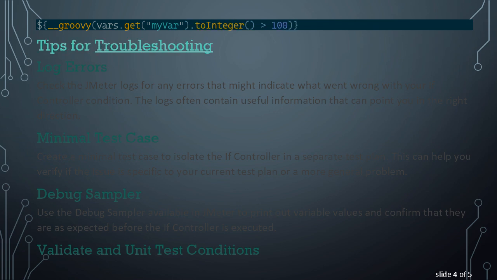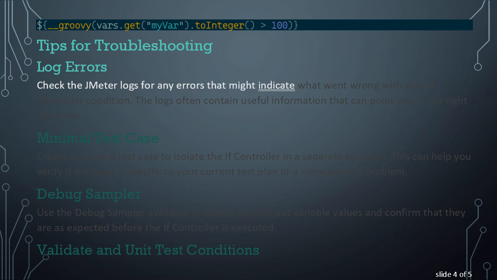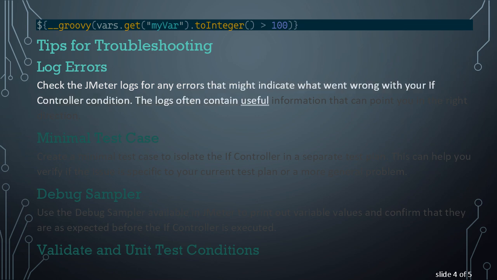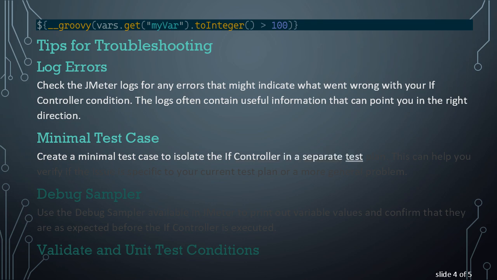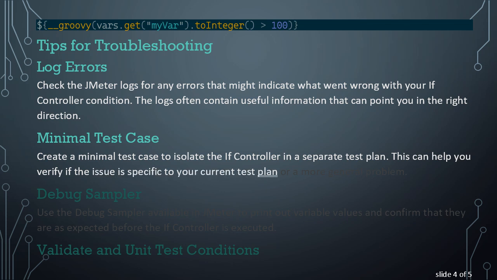Tips for troubleshooting. Log errors. Check the JMeter logs for any errors that might indicate what went wrong with your if controller condition. The logs often contain useful information that can point you in the right direction. Minimal test case. Create a minimal test case to isolate the if controller in a separate test plan. This can help you verify if the issue is specific to your current test plan or a more general problem.